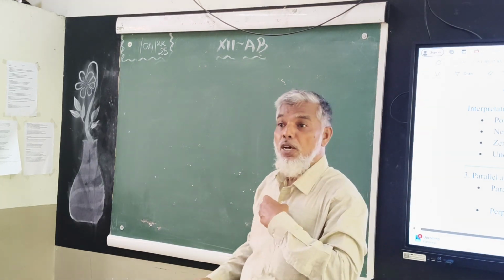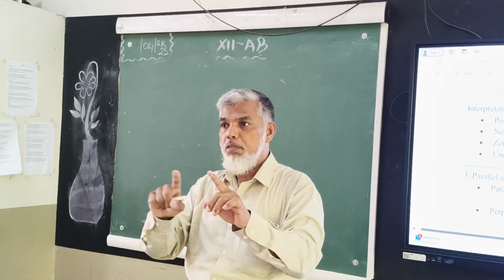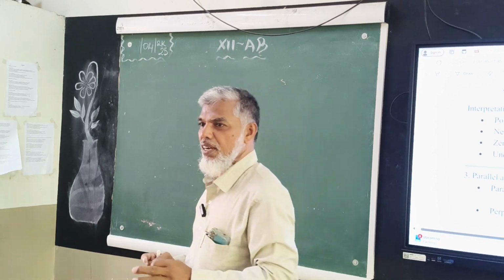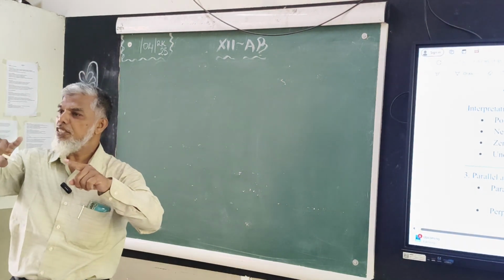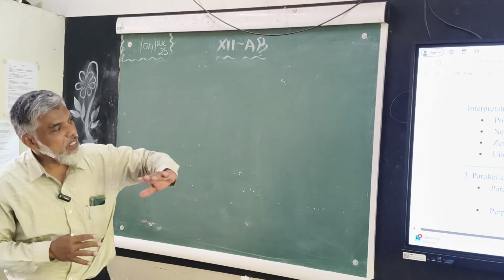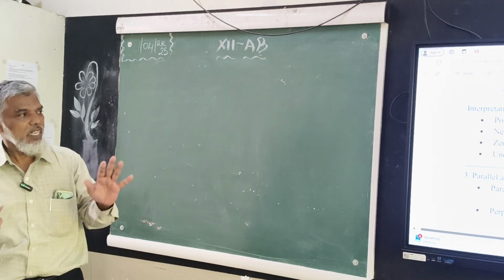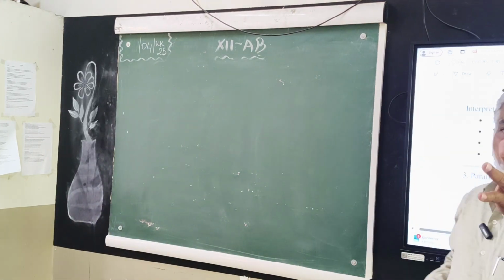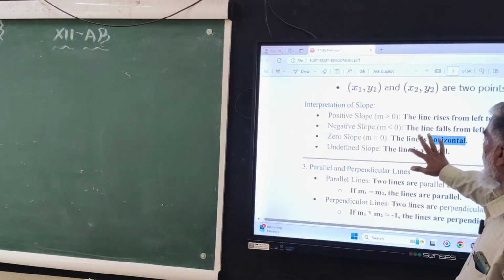0 power 0 is also an indeterminate form. We put x power 0 equal to 1 when x is not equal to 0. We have a proof, but it is irrelevant to our syllabus. Making the values known is enough. If you want a proof, you can go through the net or any book. So the line is vertical.